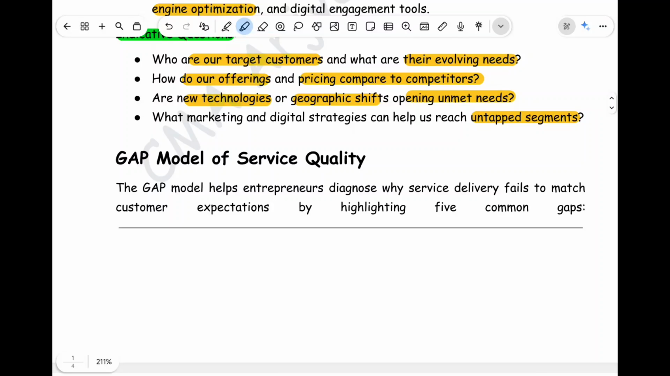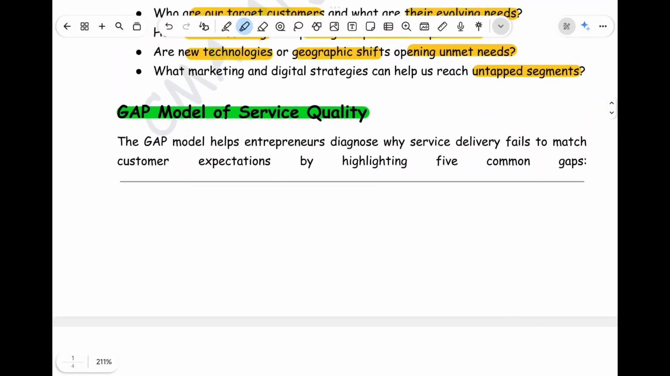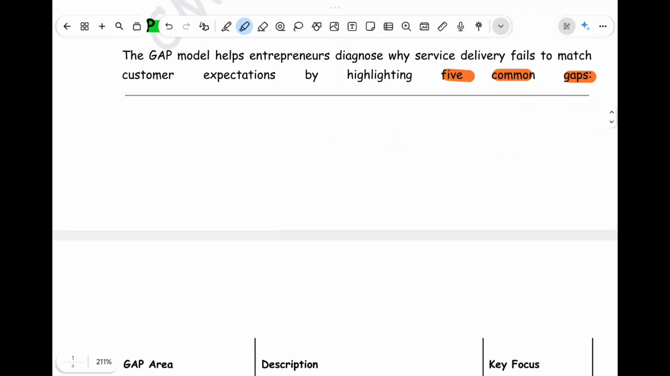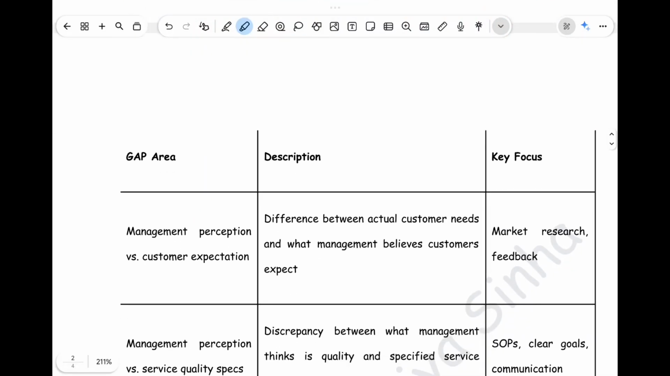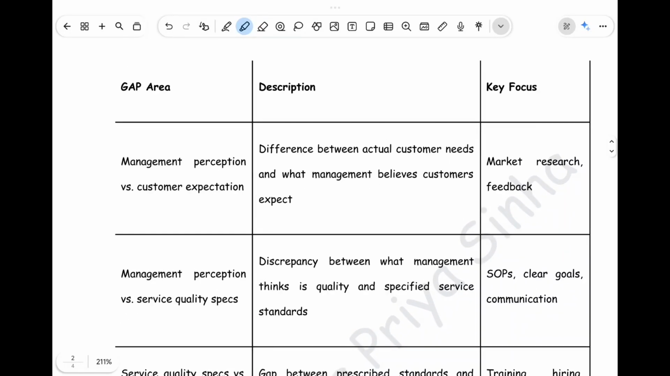Now, what is the gap model of service quality? The gap model helps entrepreneurs diagnose why service delivery fails to match customer expectations by highlighting 5 common gaps. So we need to highlight 5 common gaps. Let's read one by one. No need to retain this kind of theory, just understand the facts and you can write in your own sentences as well. So first is gap area. What I did is that I made a tabular format. In the tabular format, I explain each and everything. So this is the gap area, this is the description, and this is the key focus.